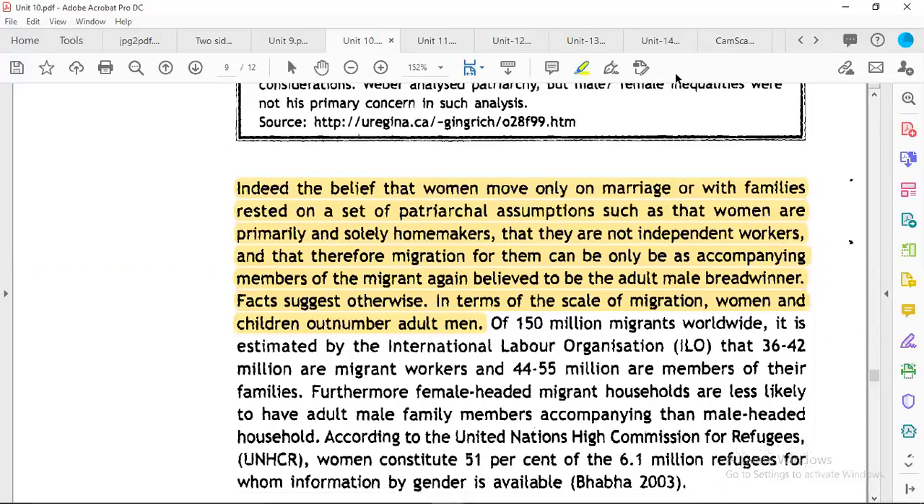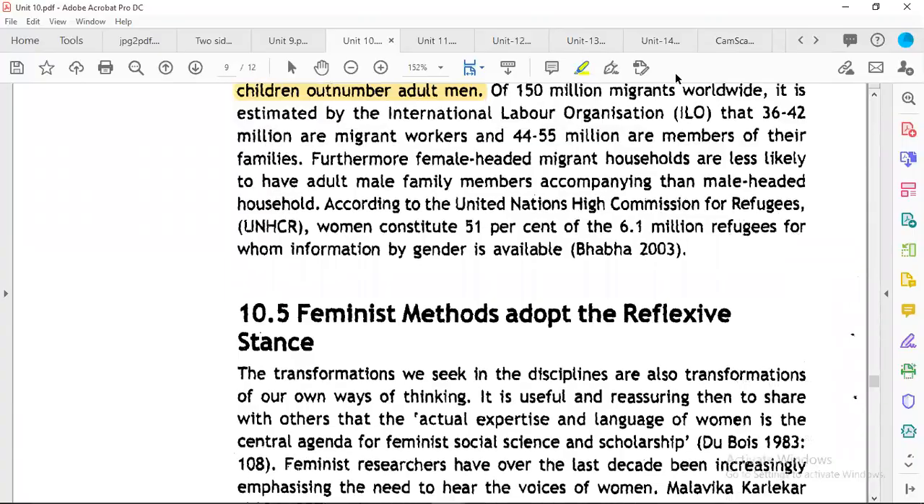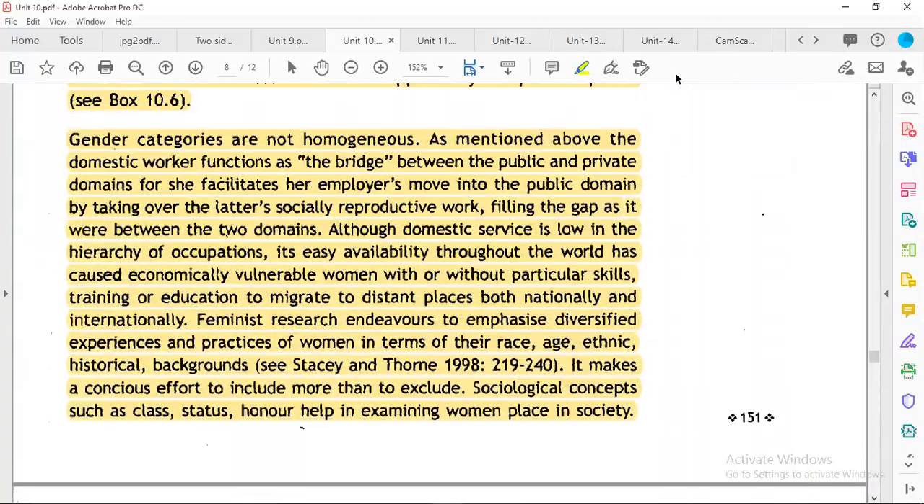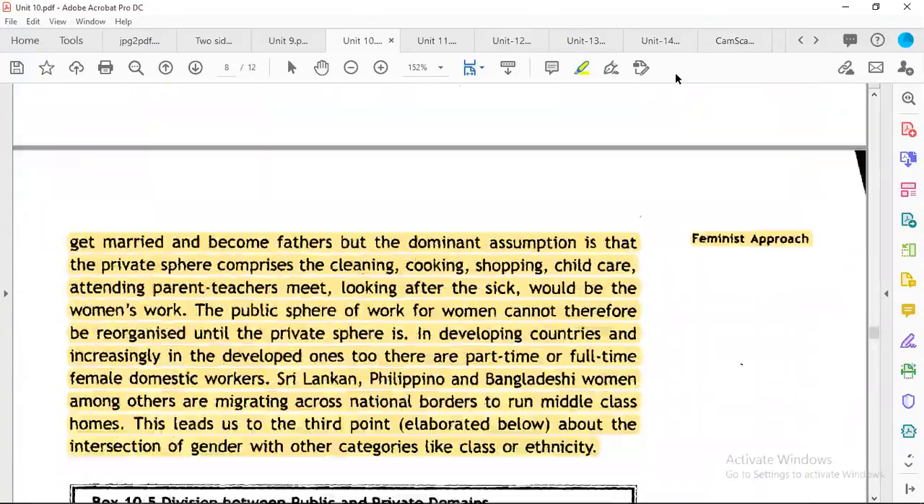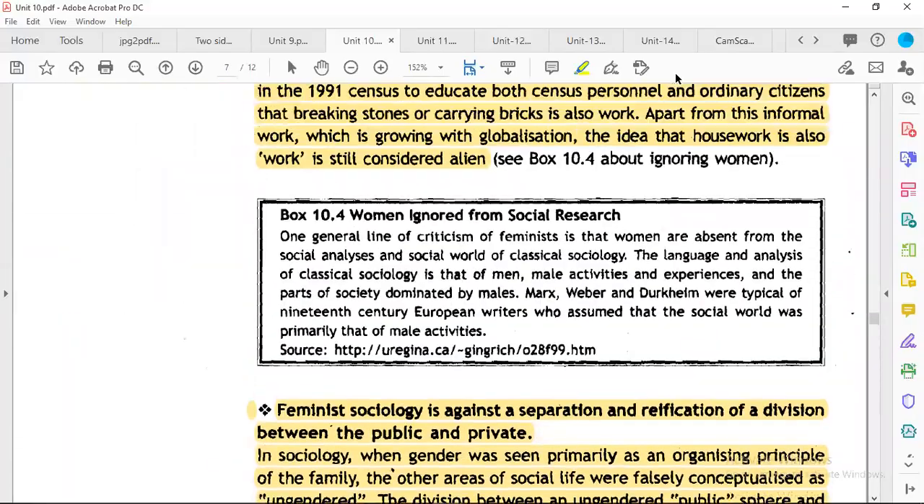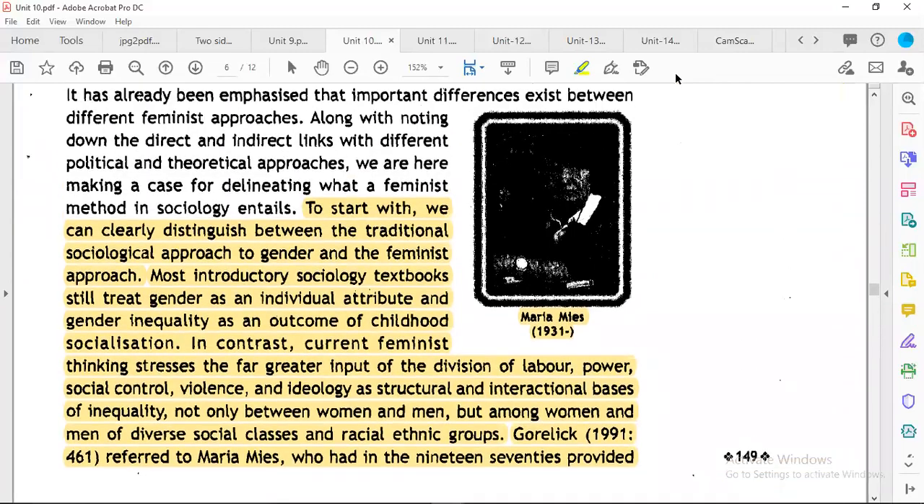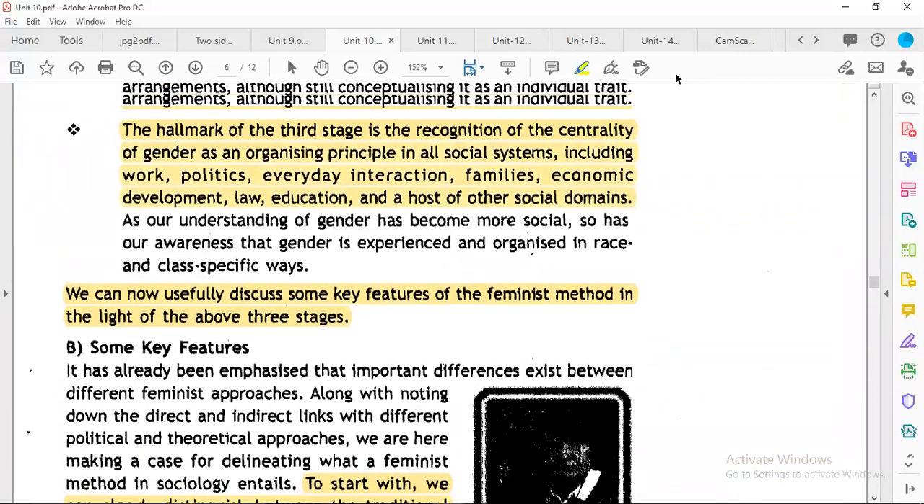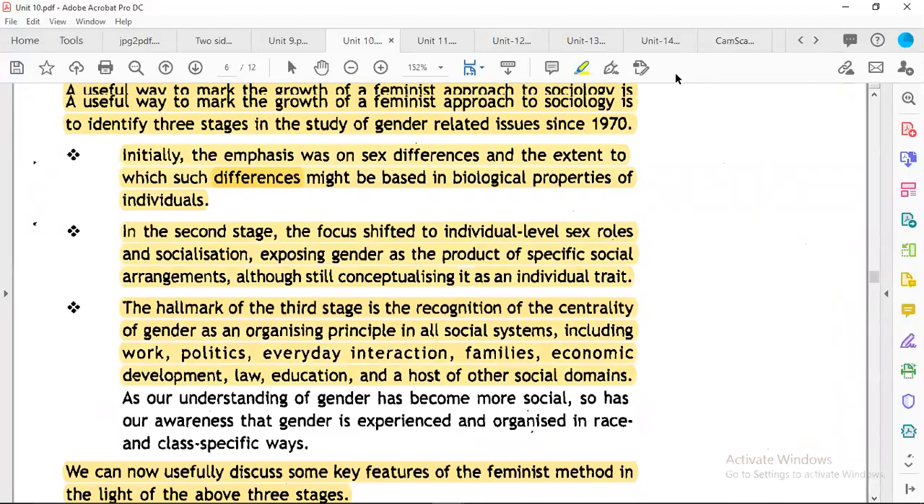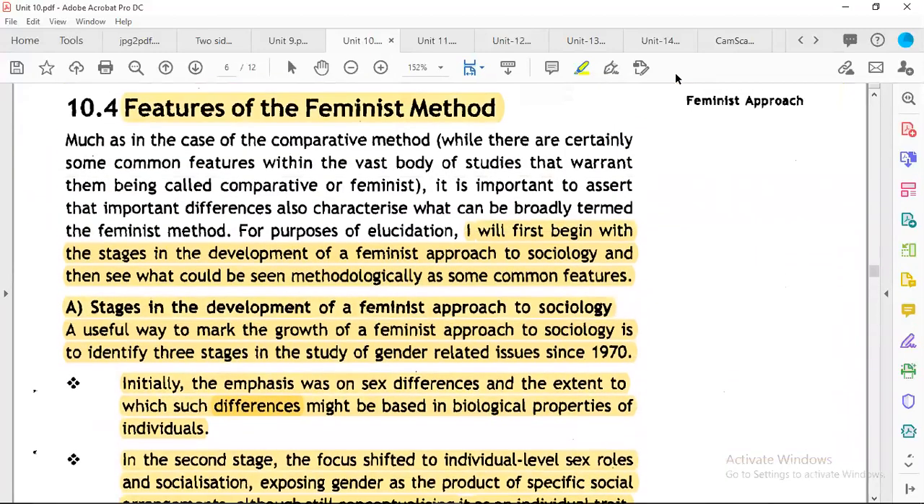Those are some features of feminist methods. That means feminist methods try to discover those specific notions which are inherent in our society and which are very difficult to understand or difficult to capture. So that is the features of feminist method.